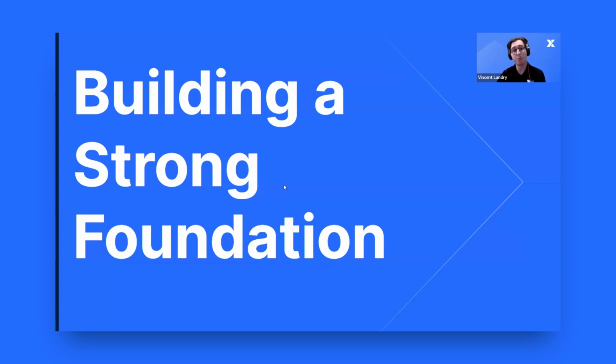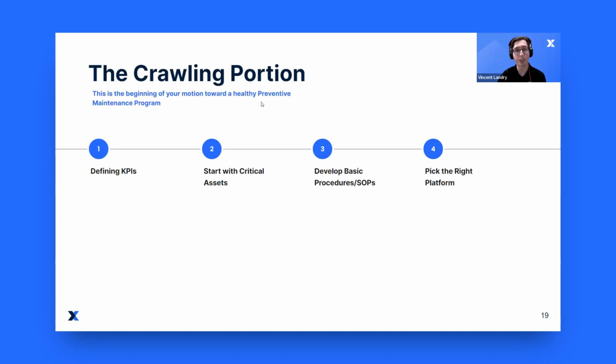And this leads us to building a strong foundation for our PM program. So this is the crawling portion. This is where we begin our motion toward a healthy preventive maintenance program. So there's 4 key portions of this. The first one, defining KPIs. Second one is we start with critical assets. The third one is we develop basic procedures or SOPs. And the fourth one, we need to pick the right platform. Now, jumping into more details on all of them.